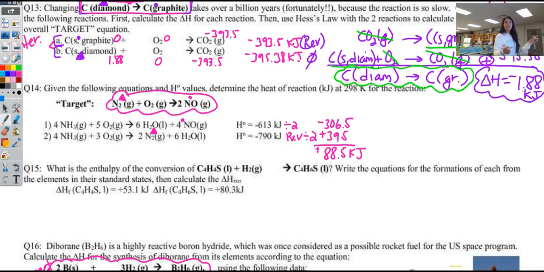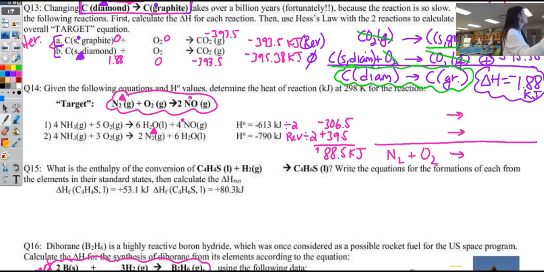So now what I'm going to do is I'm going to tell exactly what I needed to do. I start off by writing a target line. So this is going to be like my sum line. And so I'm going to put my arrows. I always like to line up my arrows first, so that way it makes it a lot easier when you go to cancel things out. So I have N2 plus O2 yields 2NO. So that's my target reaction. That's what I want it to equal.